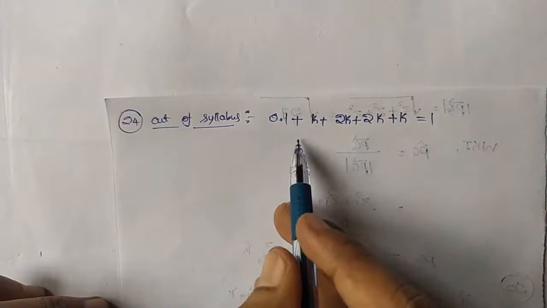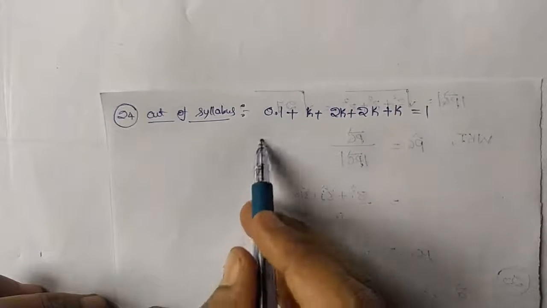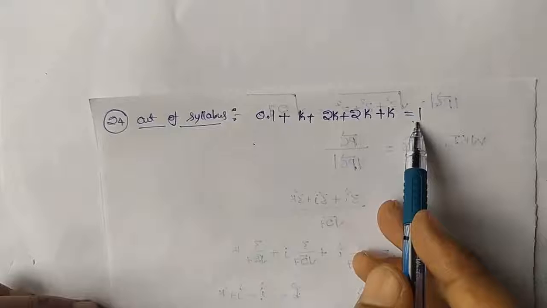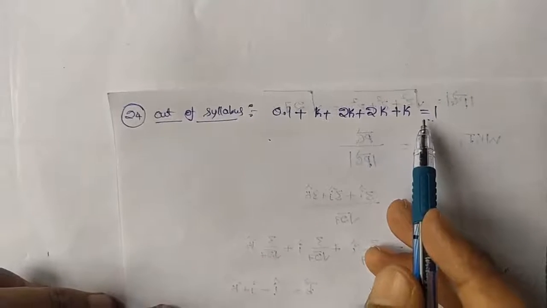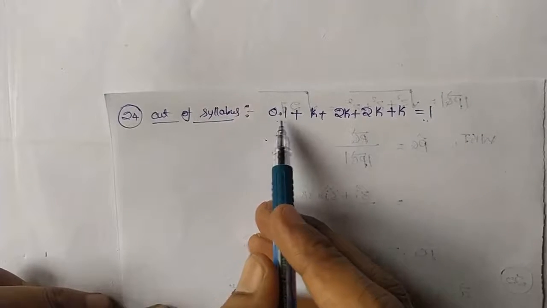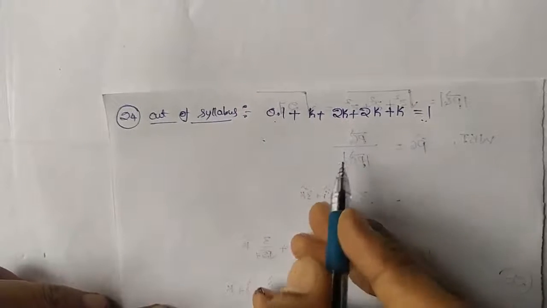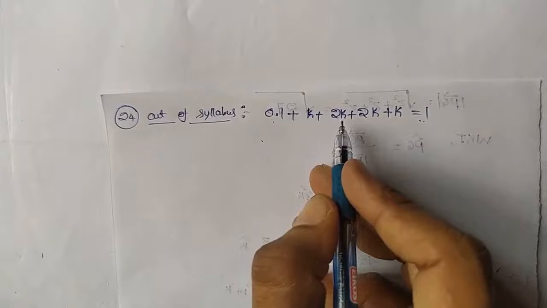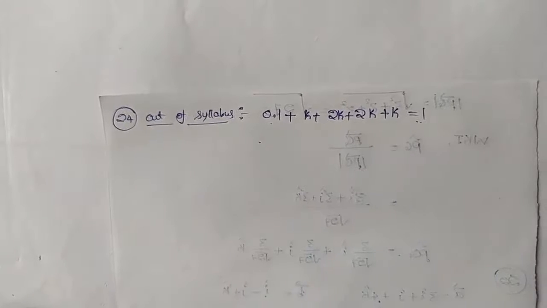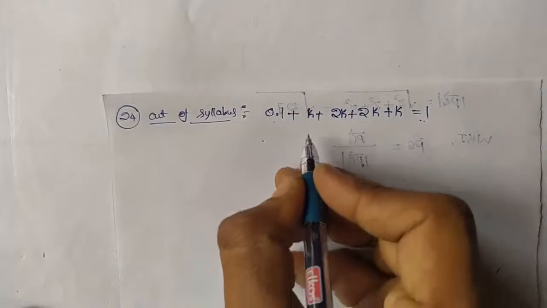For this question, you need to remember one point: the sum of the probabilities must be equal to 1. So 0.1 plus k plus 2k plus 2k plus k equals 1. Now here we have one equation. By using this equation, we can find the value of k.